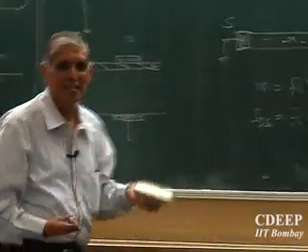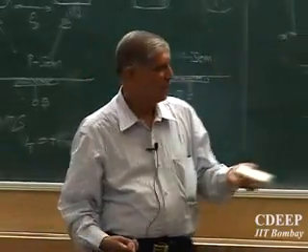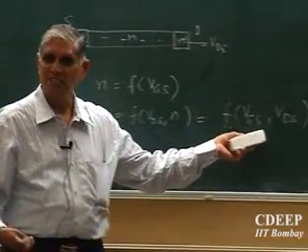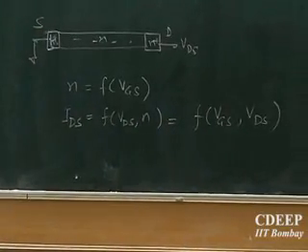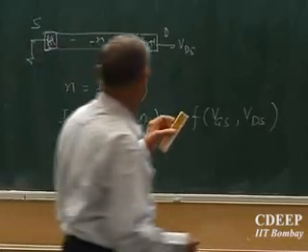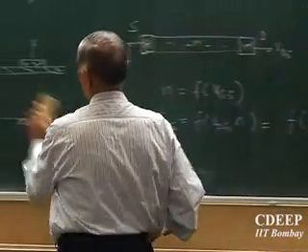Okay, so our aim ultimately is to see this relationship. How does this relationship work? Okay. So we would like to have two characteristics of this MOS transistor.